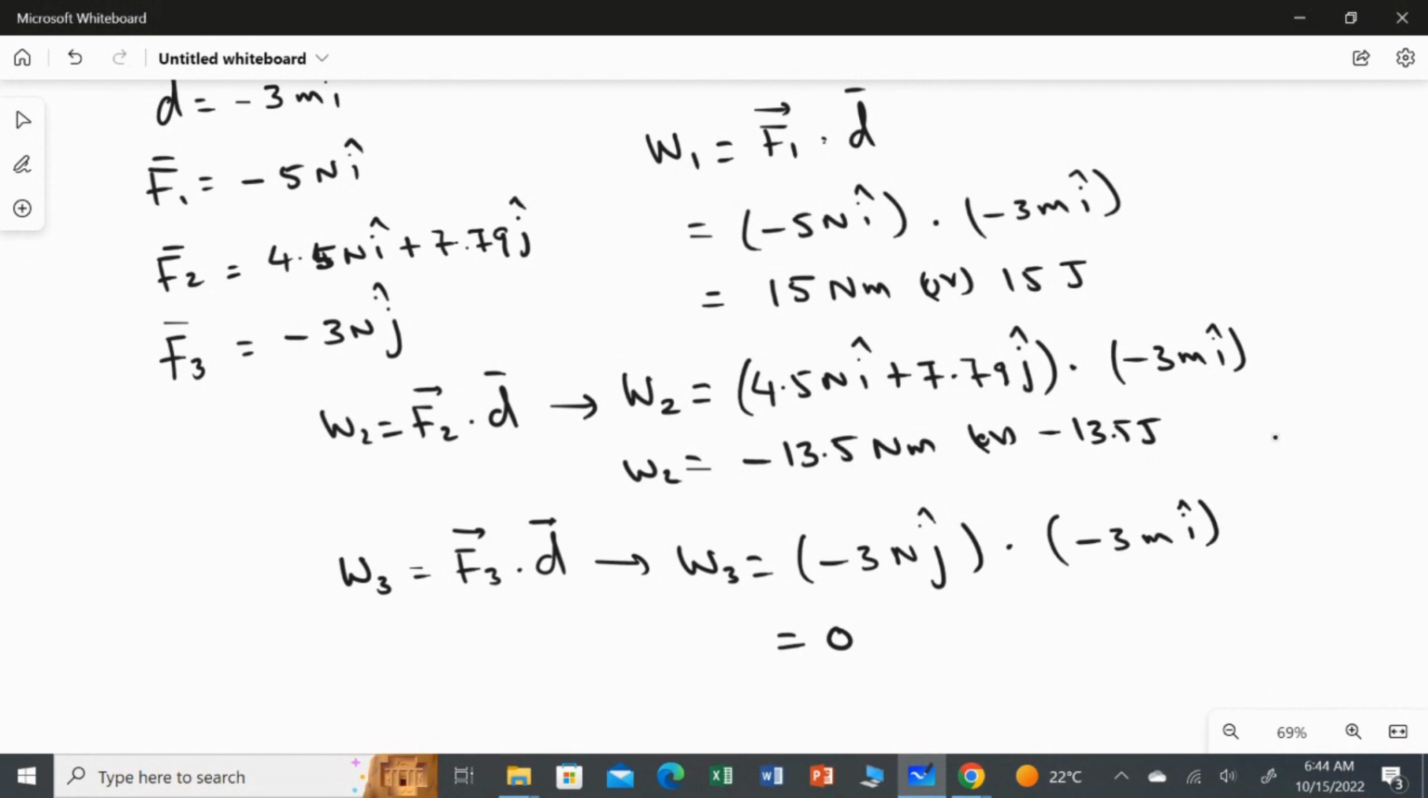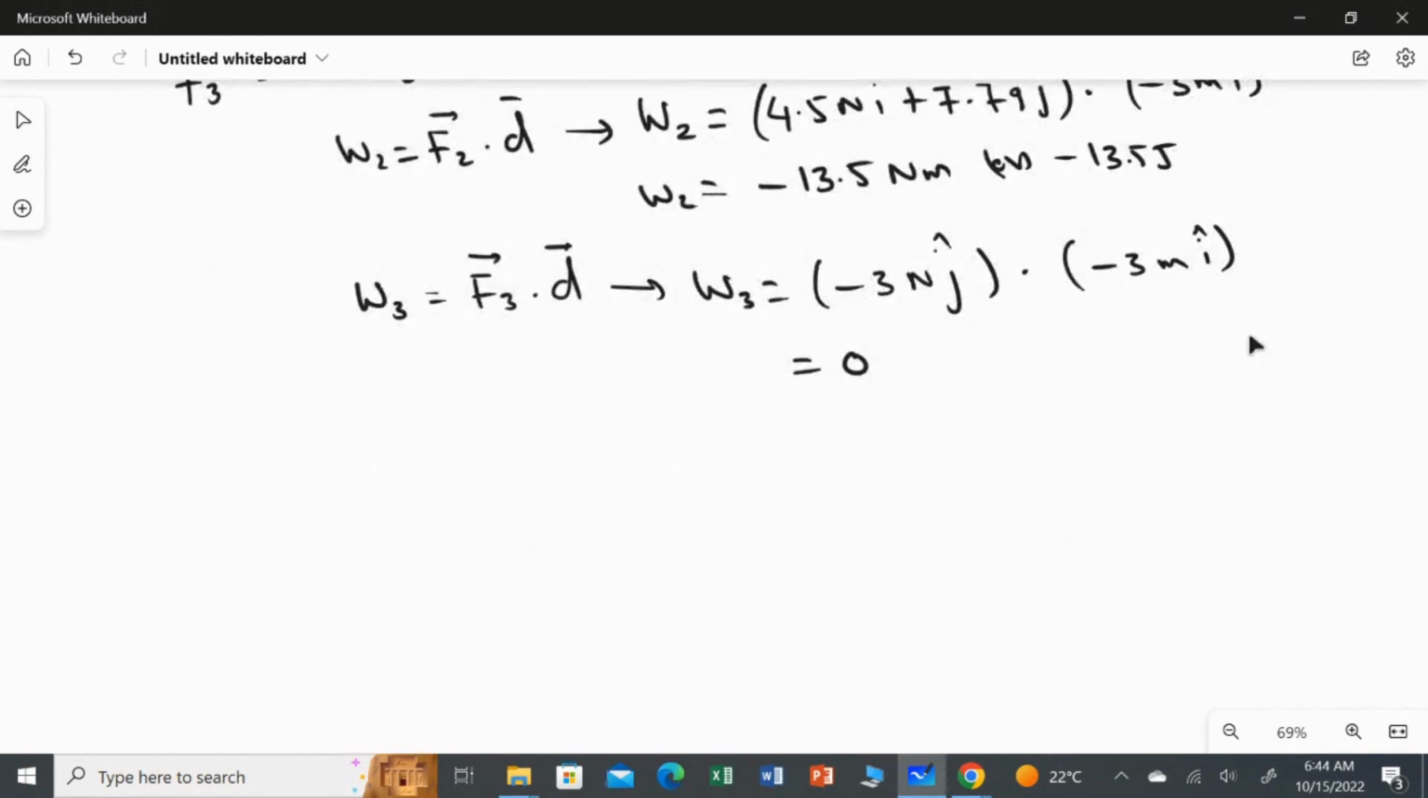So now we have three work done, W1, W2, and W3. Now we have to find the net work done. That is our answer for the first part. So net work done is equal to W1 plus W2 plus W3.